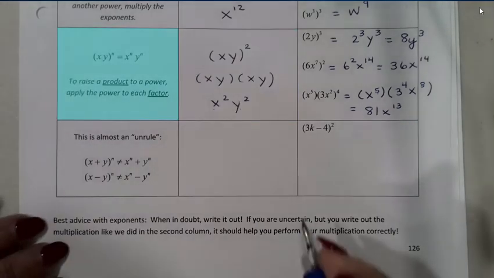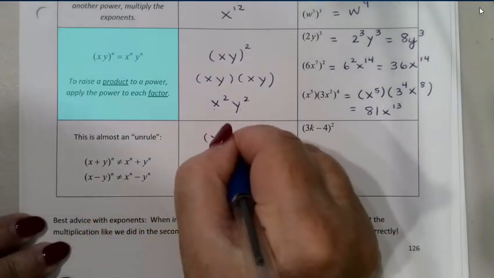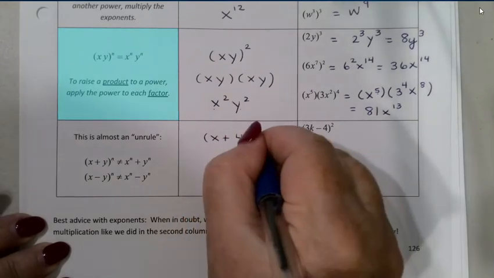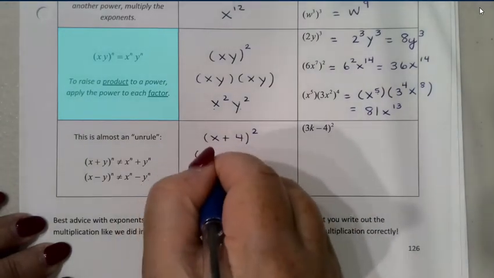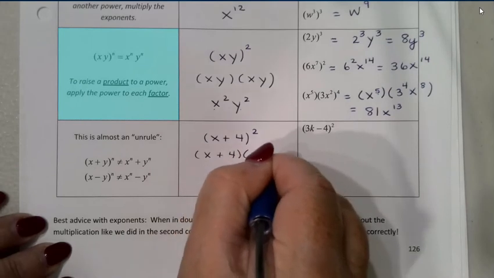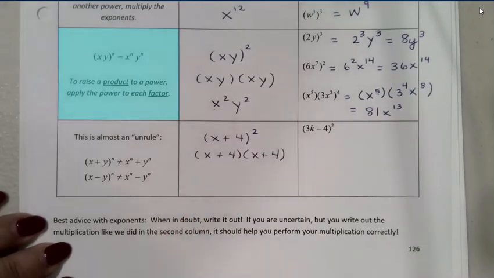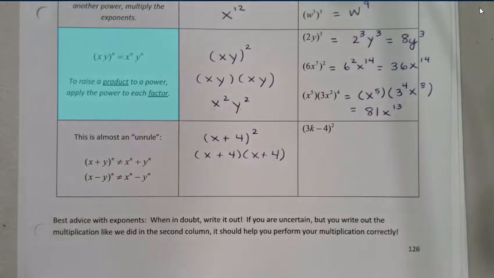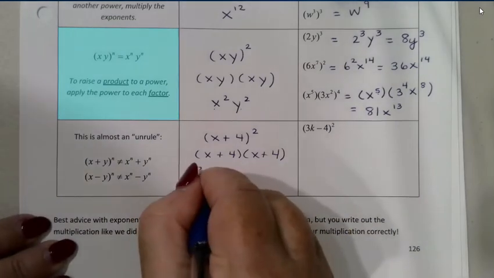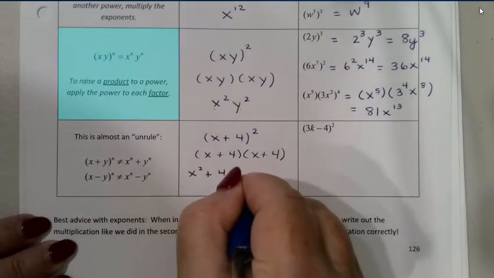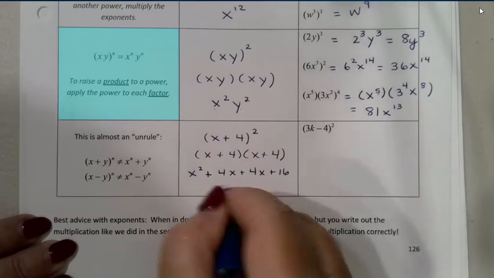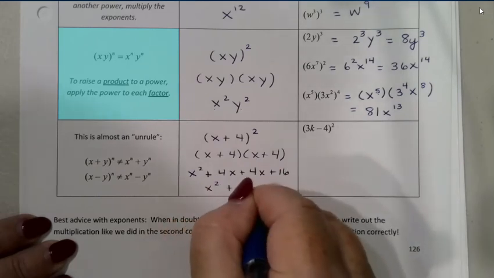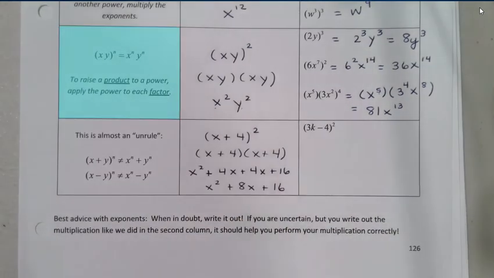In fact, if you remember, when you raise something like x plus 4, say, to the second power, how do you actually do that? You actually have to write it out, right? This is a binomial times a binomial. So you have to use either the FOIL process if you learned it that way, or you can think of it as two distributive laws. You'd get x squared plus 4x plus 4x plus 16, or x squared plus 8x plus 16.